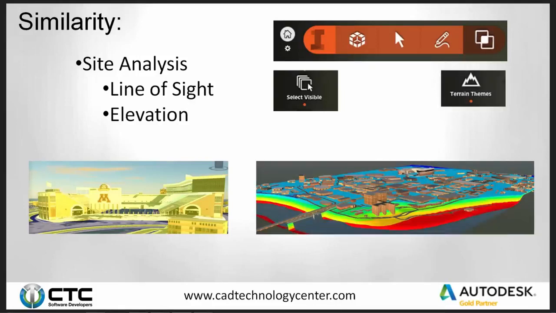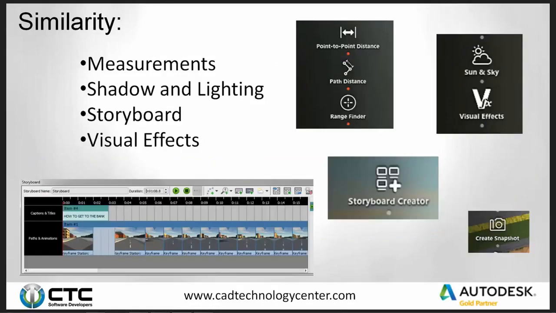And then there's terrain themes. Everyone's got terrain themes. I came in here and I'm able to say, hey, show me the low points, show me the high points. Available in both softwares. Measurement commands. I can do a point-to-point distance. I can path the distance. Range finder: pick one point and then hit 5 different spots, and it'll show me that, hey, this point's farther away.